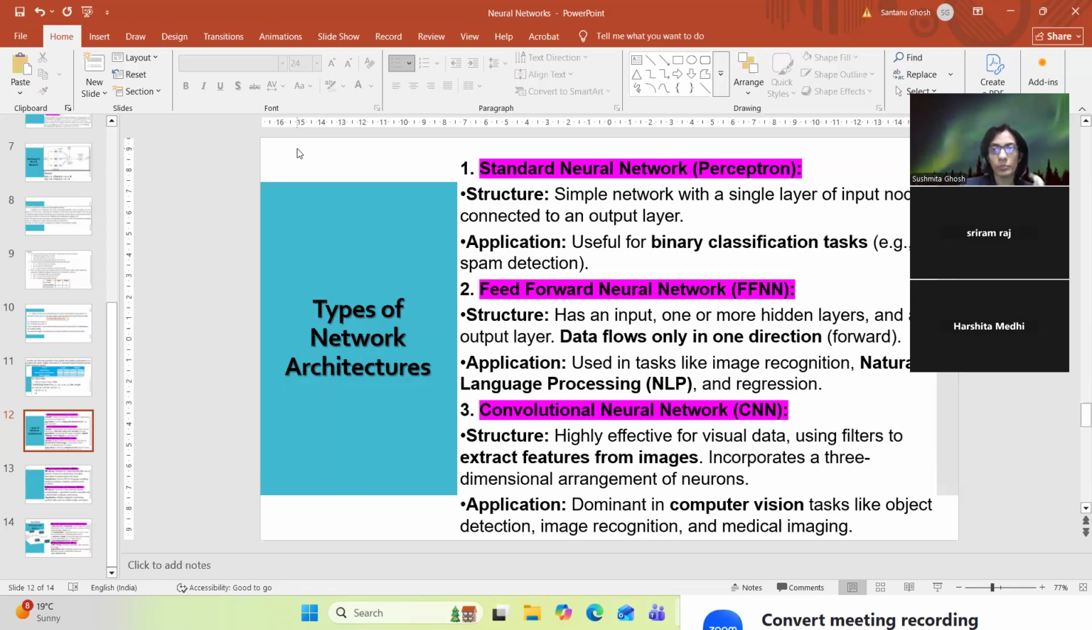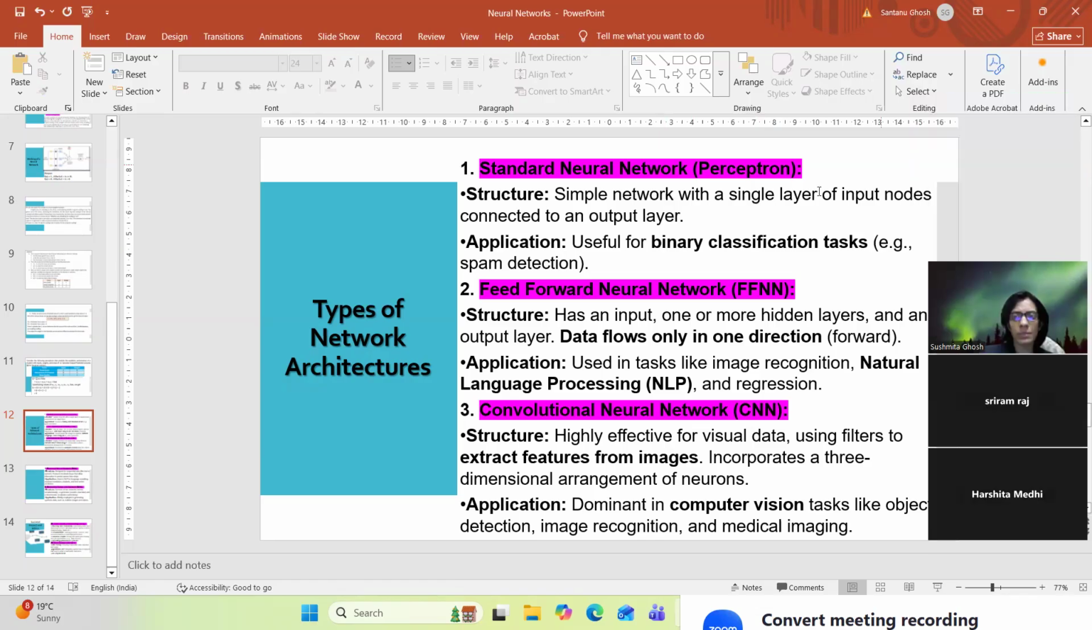MCQs too. So we have to remember these names and the basic understanding of these, that where they are being used. Okay. Like the first one being the standard neural network, or as we call it, the perceptron, in which the layers are single layers there. Input one and your output, with a single layer only. So here we are talking about the binary classification systems, right?